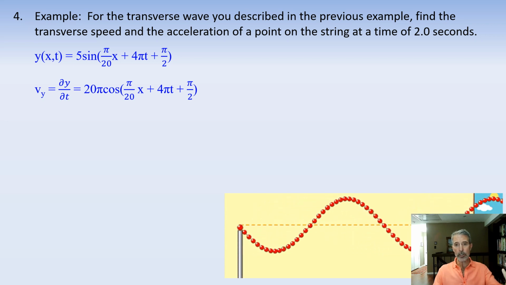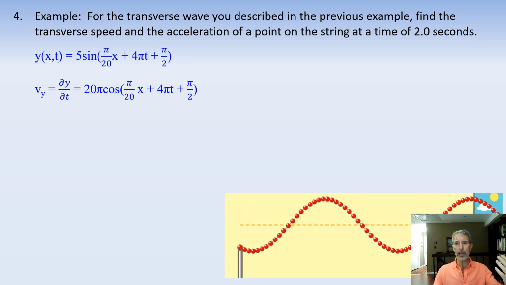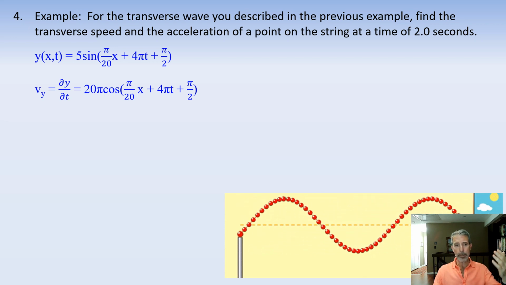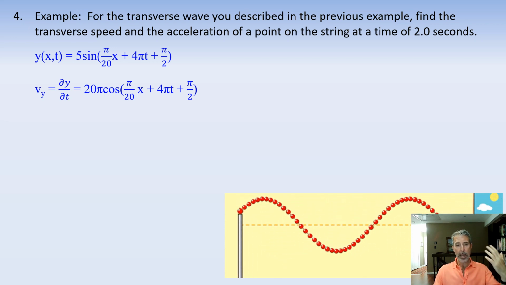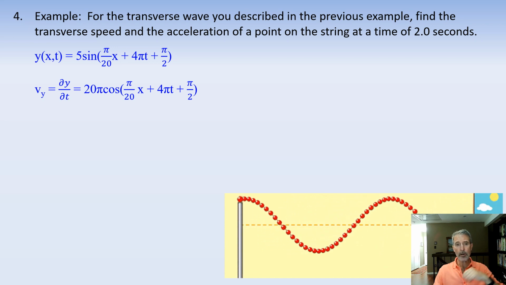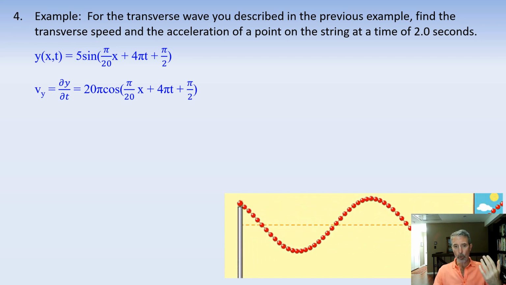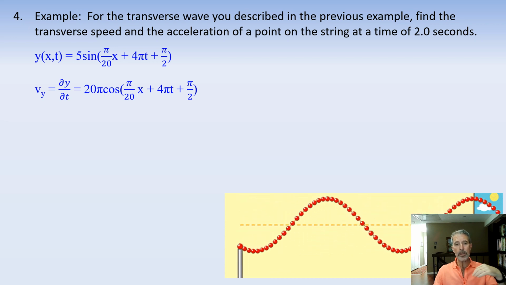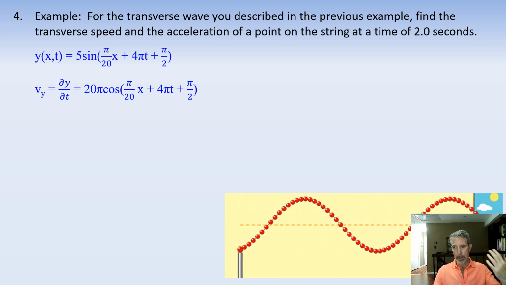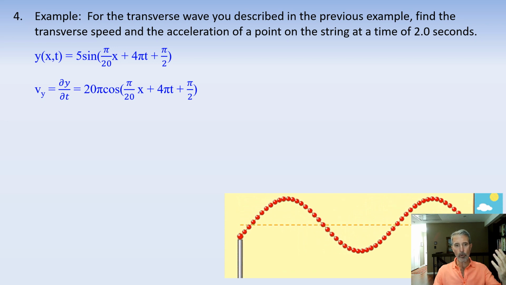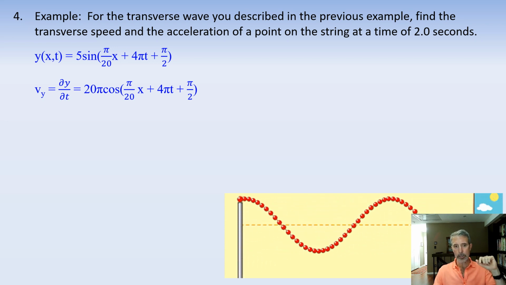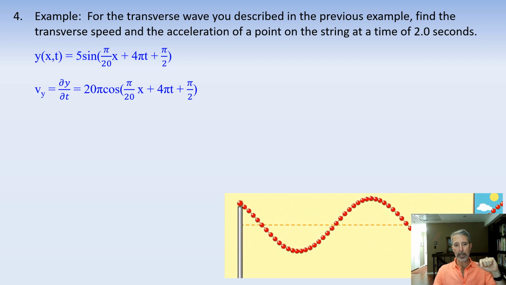So differentiating with respect to time, our sine function becomes a cosine function, and when we look at our argument of the sine function, the only term with time is the second term, 4 pi t. So when we differentiate, that brings us this factor 4 pi, times 5 gives us the 20 pi cosine.